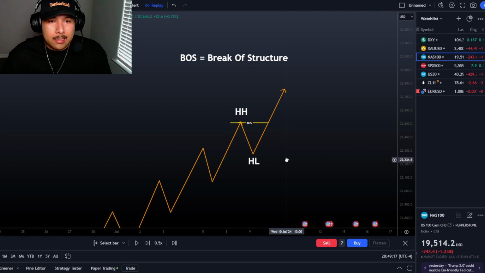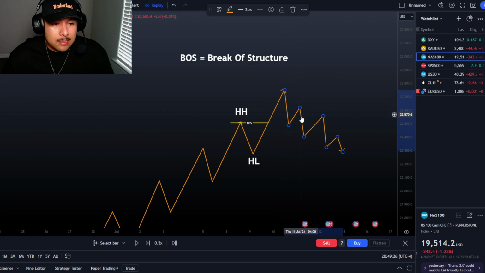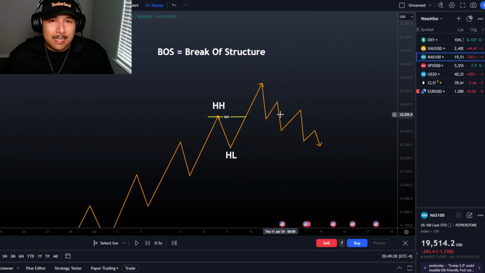And the reason it's like that is because price can do any of this. It can do anything like this. Just because all this is created doesn't validate it as a higher low. This is just market structure.